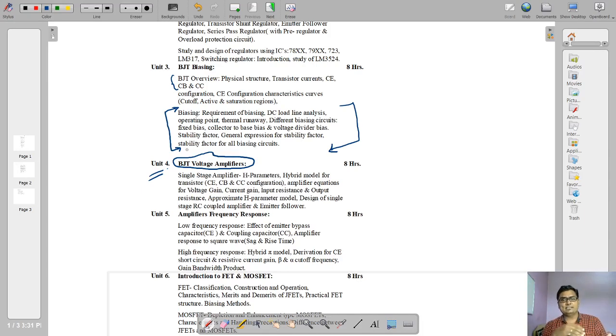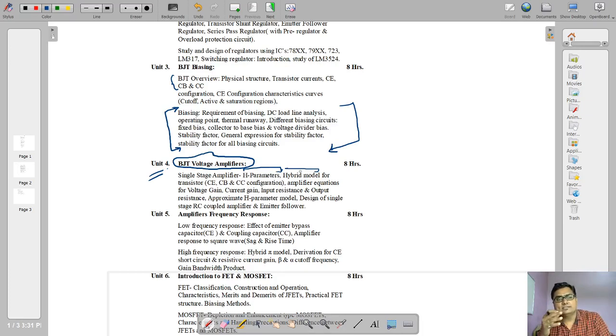To analyze a BJT, we have many options. We have many models, and with the help of those models I can analyze the BJT amplifier. One model included in the syllabus is H parameters, or I can say the hybrid model. Look at this hybrid model. It is a method, a model, with the help of which we will be able to analyze BJT amplifiers. How to analyze BJT voltage amplifiers using the H model is included in this chapter.